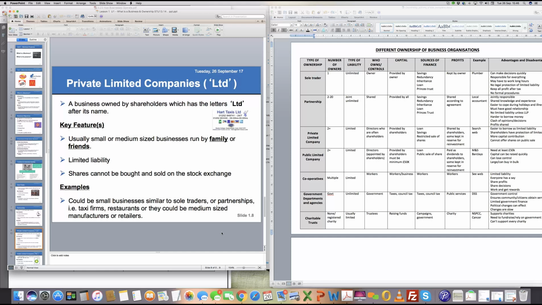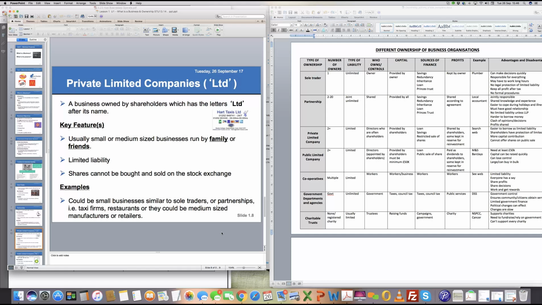Now, what could be the examples? You're looking at businesses like taxi firms, restaurants, or even solicitor companies and accounting companies. They are classified as private limited companies because they are able to have shares, and these shares could be owned by a number of shareholders.